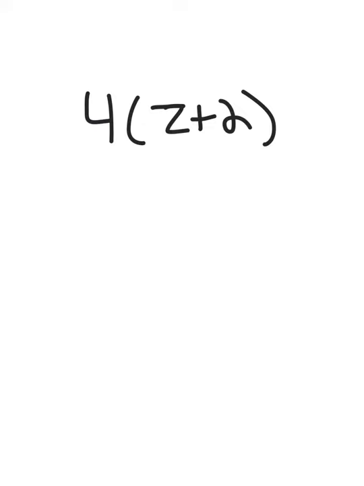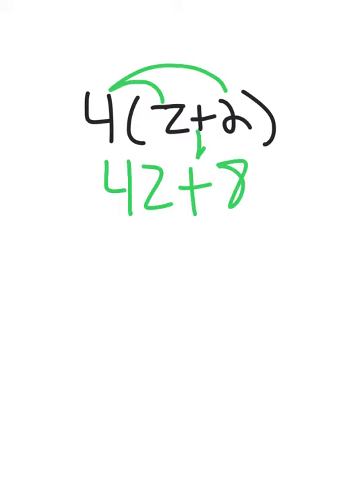So here's another example, 4 times z plus 2. Let's see if it still works. We're going to distribute that 4 to the z and the 2. Come up with 4 times z plus 4 times 2. Notice that inside, the commutative property still stays the same.